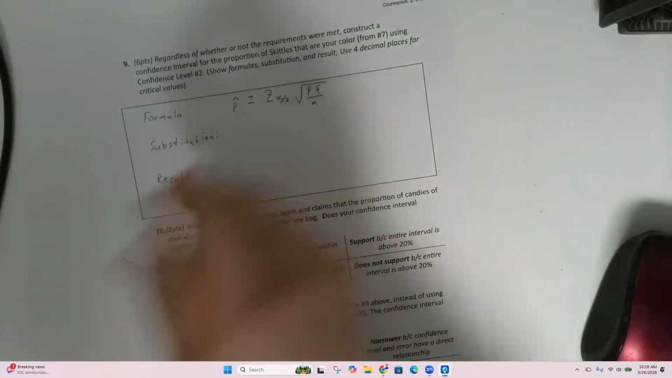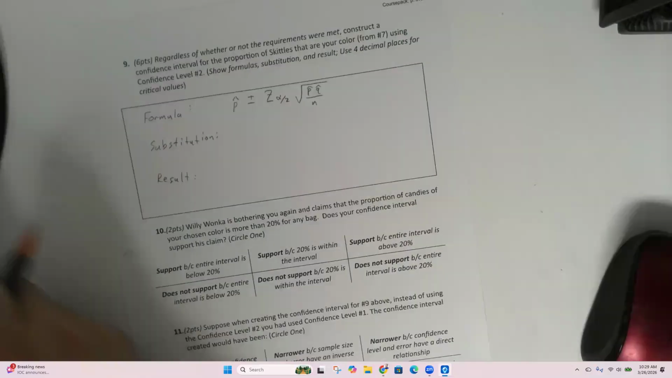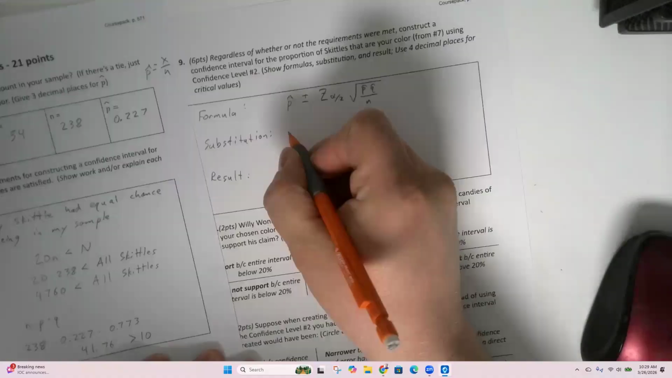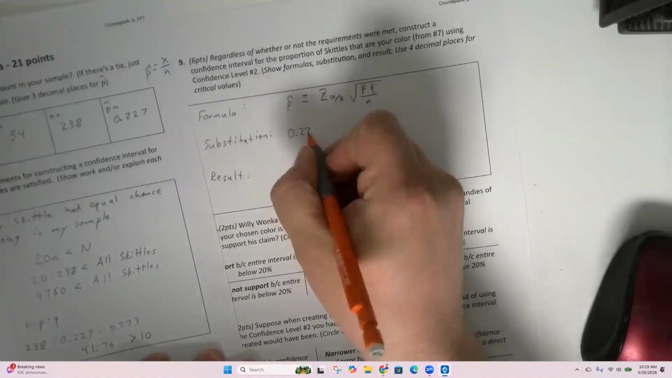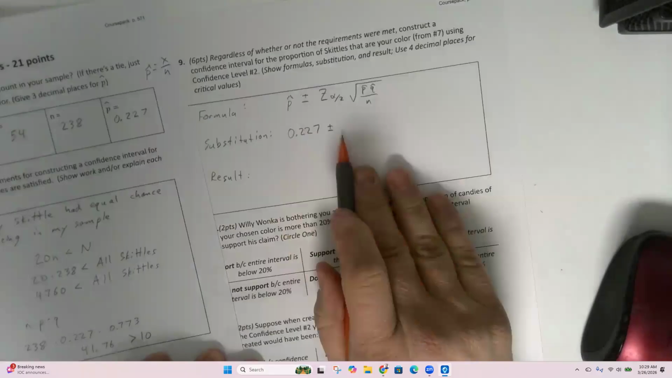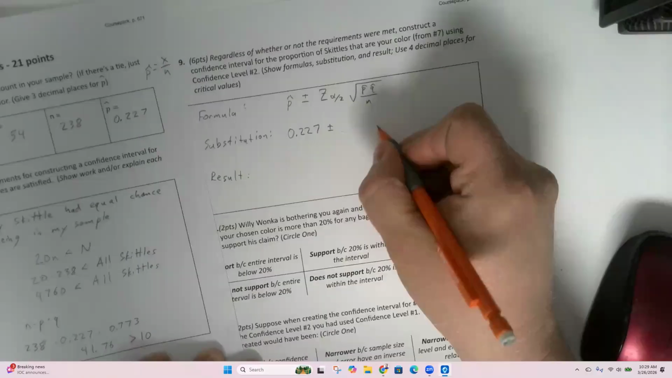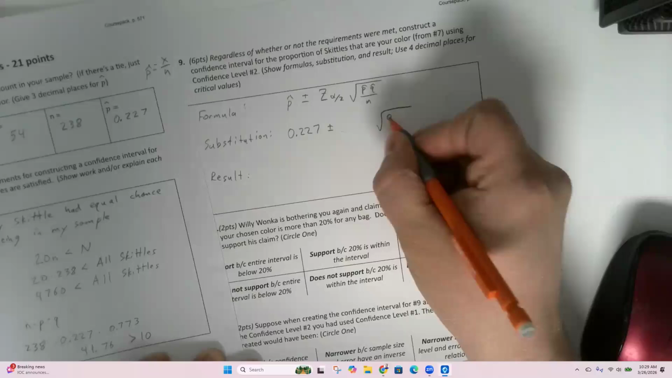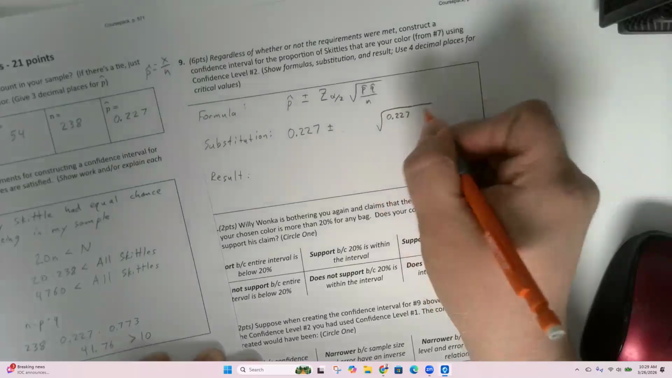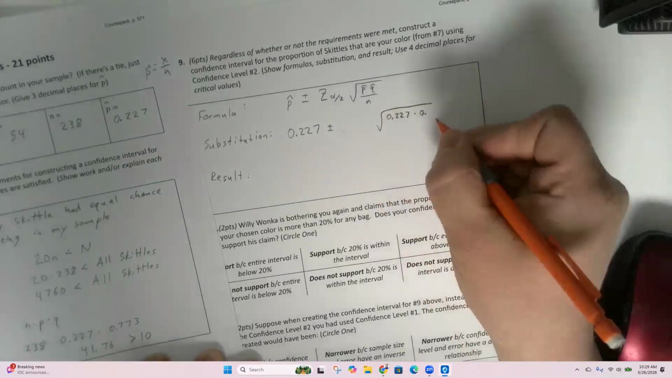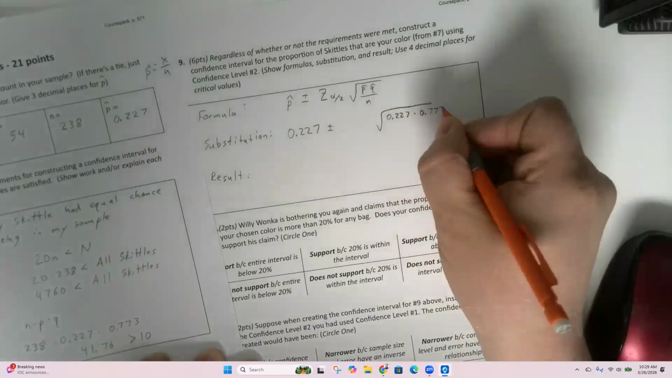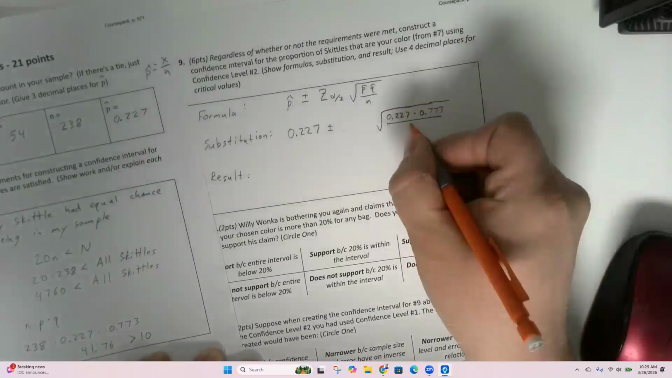And then for our substitution, my p hat was 0.227. I'm going to leave space for the z alpha over 2. I'll come back to that. 0.227 is my p hat. Q hat is 0.773, and my n was 238.